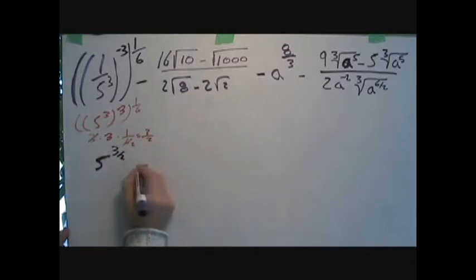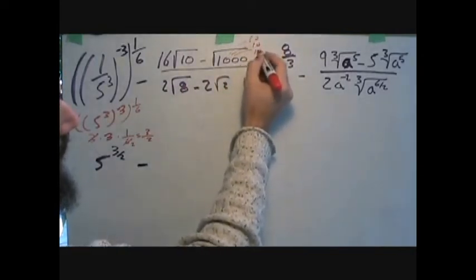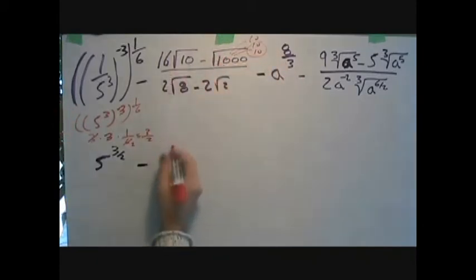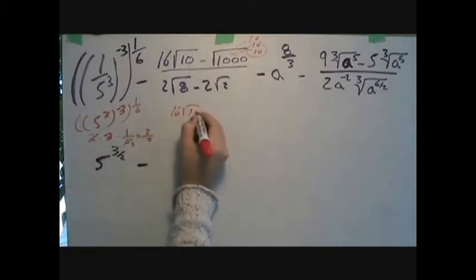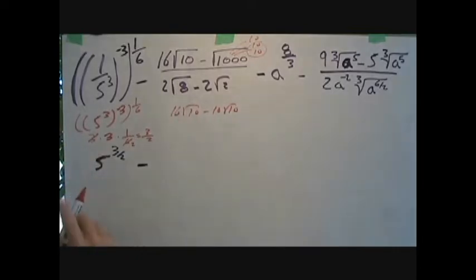Minus, let's deal with these guys. 1,000 breaks down into 10 times 10 times 10. Square root means grab two things, bring them out. So this becomes 16 square root 10 minus 10 square root 10. So that's our top, right?